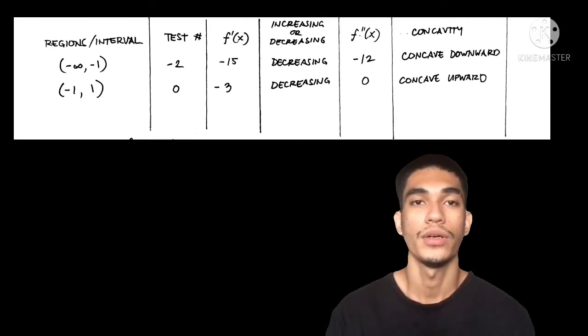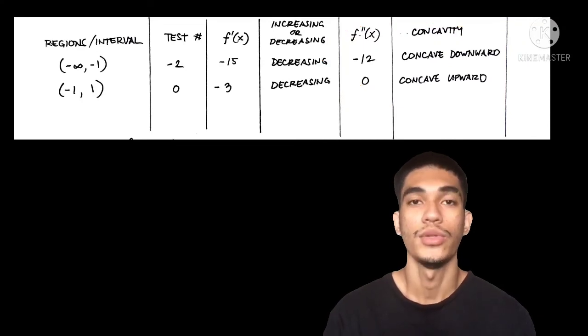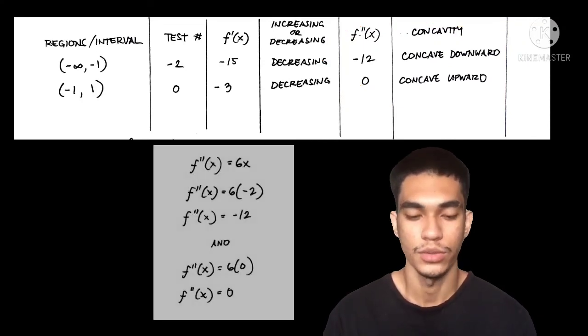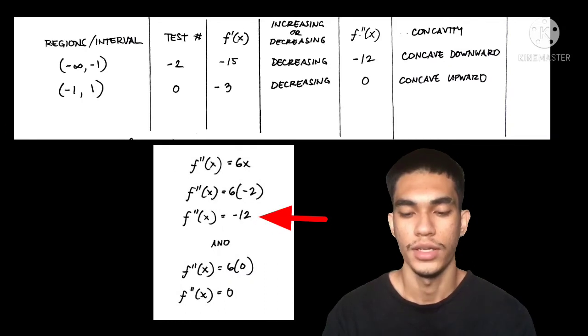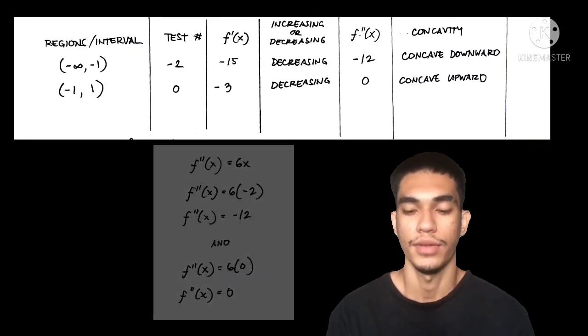Now, to get our concavity, we will substitute our test numbers into the second derivative. So first, we have -12, and it is concave downward because it is negative. And the second one, we have 0, which is concave upward. Then I will show the graph.